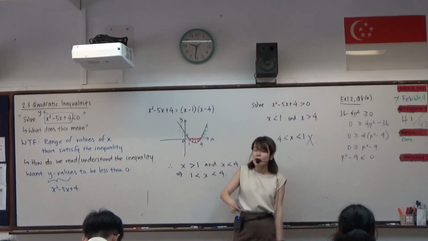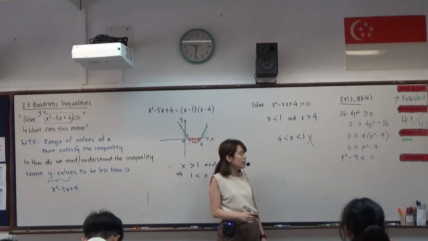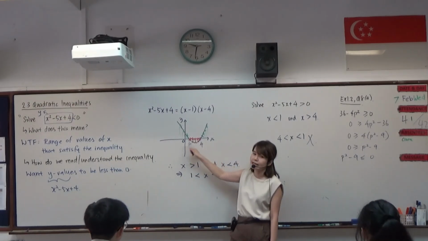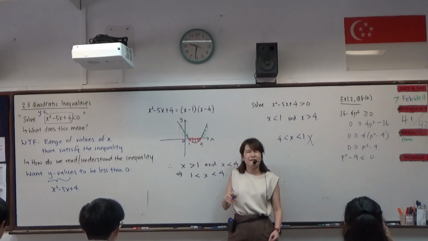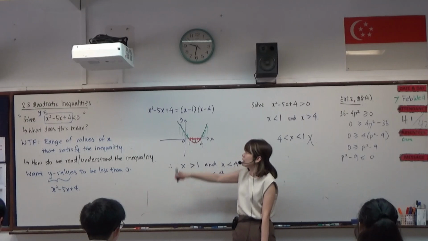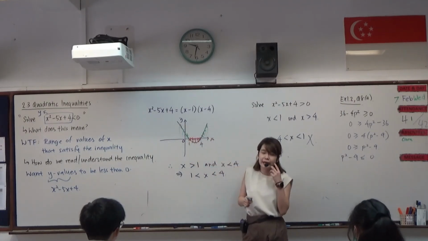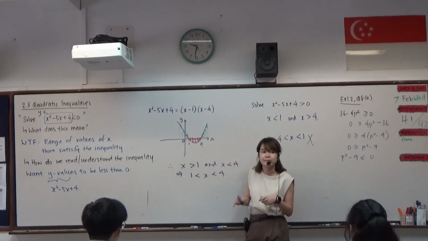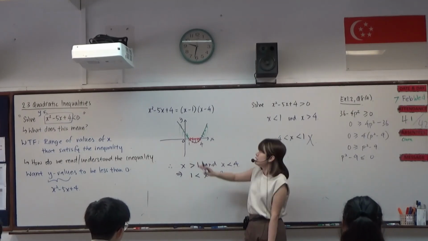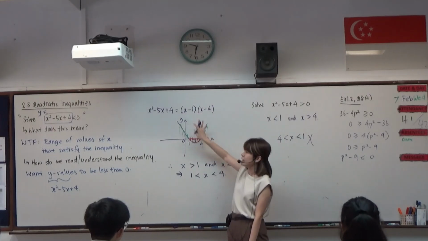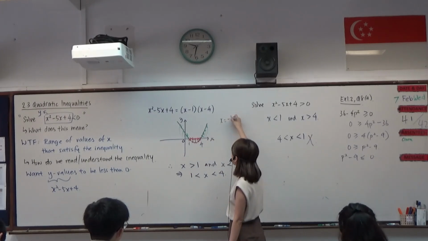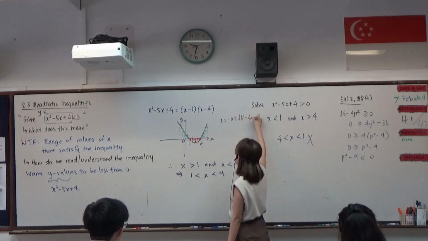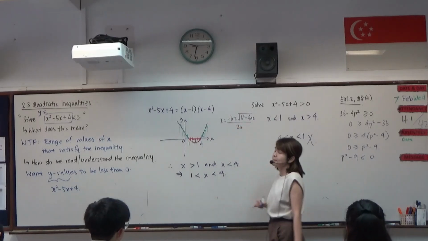We must always do our factorization, because we need to know the x-intercepts. Most of the time you can factorize. Only in very rare times, where the expression cannot be factorized, what should we do to find the x-intercepts? We use the formula, our quadratic formula, to determine the roots.